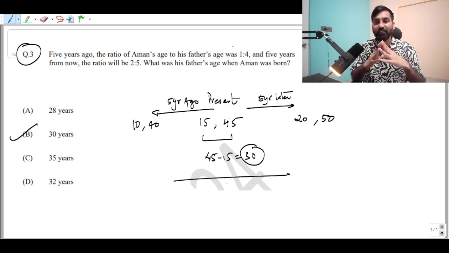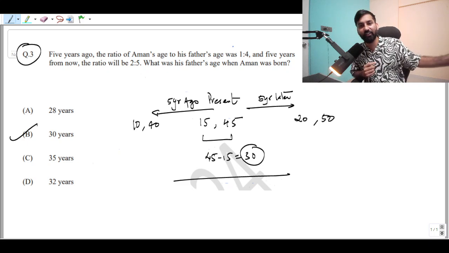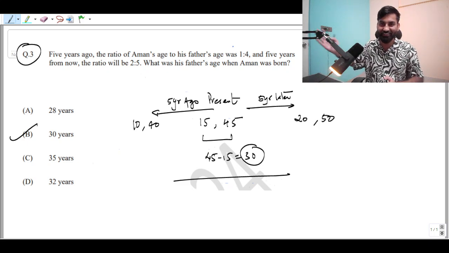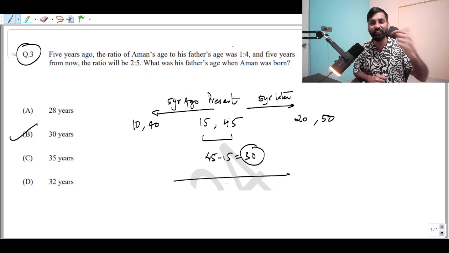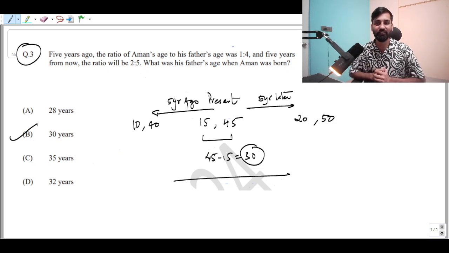Remember that you can consider the age as 0 at birth. Don't consider months, because everything is given in years. So I hope this makes sense: present, 5 years ago, and 5 years later. 1:4 you can convert to 10 and 40, no harm. There is no need to consider x and y, otherwise this question will become horrible.